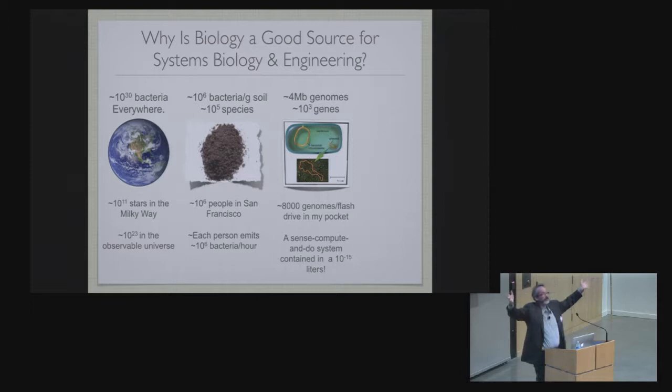You know, yeast, a eukaryote, Saccharomyces, is around 6, but 10 to the 3rd genes, about 1,000 genes. But I have around 8,000 genomes in the flash drive in my pocket at the moment, just as information. And there are sense and compute and do systems that can fit in 10 to the minus 15th liters, a femtoliter. They have hundreds of sensors, do complex logic, and can actuate mechanical and chemical change in the environment by doing this.